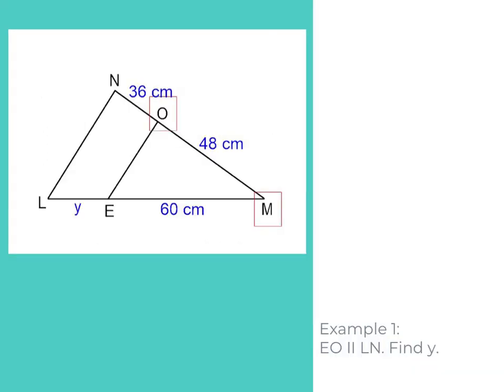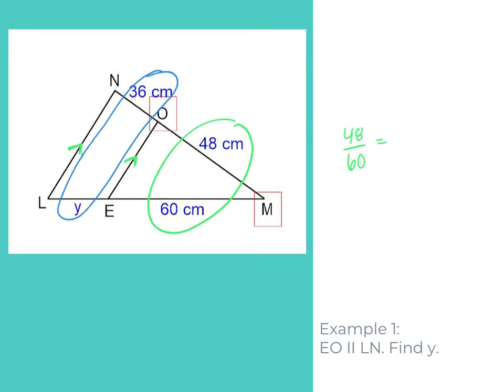Let's take a look at an example. It tells us that EO is parallel to LN. So these two are parallel. We need to find Y. So here I can set this up as 48 over 60 is equal to 36 over Y. Now we can cross multiply to solve. So 60 times 36 is 2,160 equals 48 times Y. Divide both sides by 48 and we get 45 equals Y.